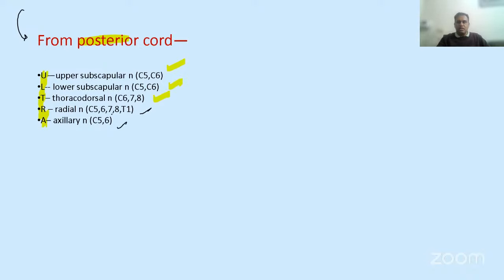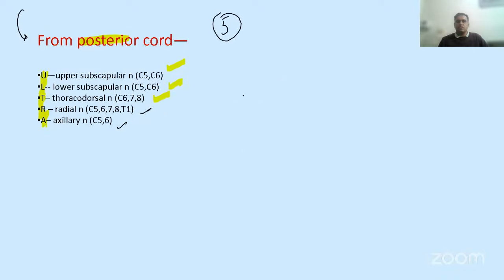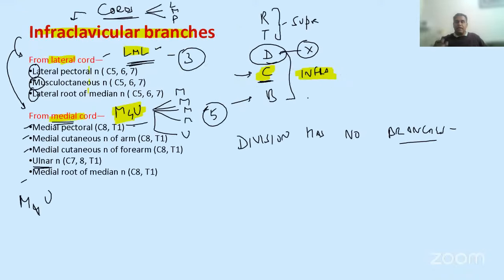So these are five from the posterior cord. Medial cord, how many branches? Five from the medial cord. Lateral cord, three from the lateral cord. So in total, as we have seen in the previous session also, 13 branches are there, right? So we have 13 branches from all these three cords over here. What do they supply? Understand this.